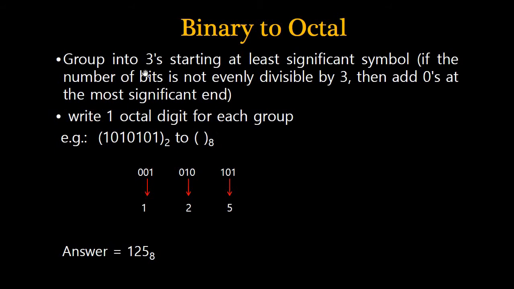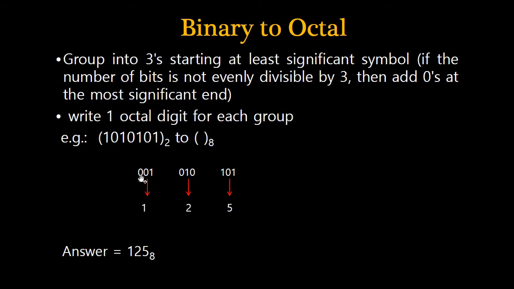In this, for any given binary number we start making groups of 3 from the least significant symbol, and we move toward the left making the digits in groups of 3. If the number of digits is not a multiple of 3, then we add zeros at the most significant end. For example, here we are taking one of the binary numbers, 1010101. From the least significant bit we start making groups of 3: 101 is the first group, 010 second, and 001 is the third group.